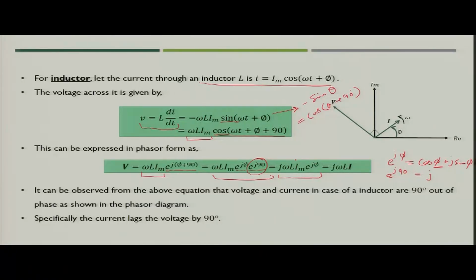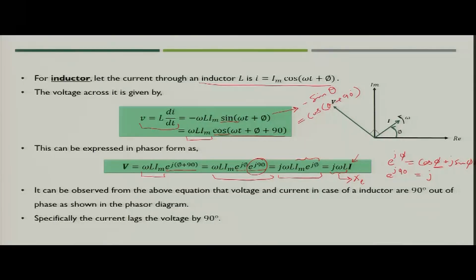So, this term can be simplified as j omega L I m e to the power j phi. Now, if you see this particular term, this is nothing but the phasor representation of current. So, you can simply write capital I in bold, which shows that this is the phasor representation of current. So, you can simplify: the voltage phasor is nothing but j omega L into phasor I. Now, what is this term? This term is basically the inductive reactance. In simple terms we represent it as X L.